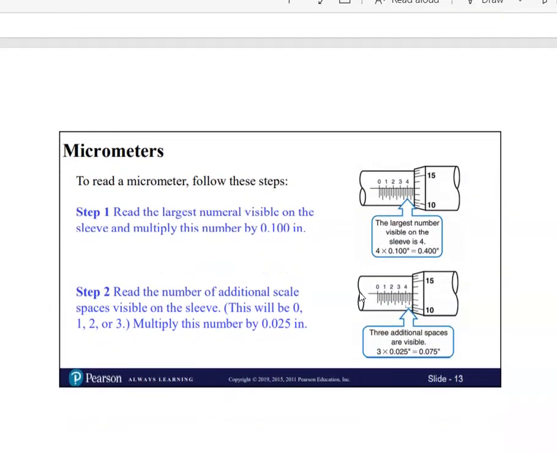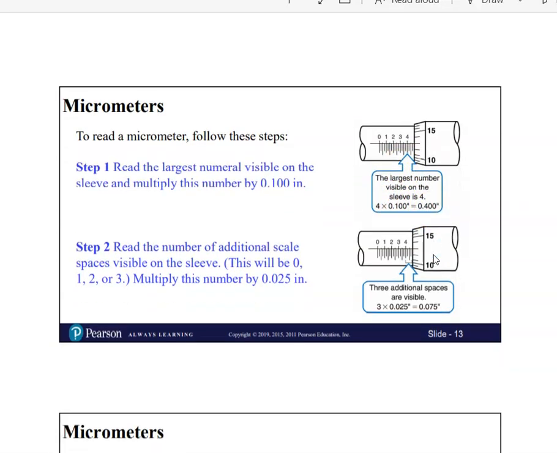To read a micrometer, we want to follow these steps. First, you want to read the largest number visible on the sleeve and multiply this number by 0.100, or 1/10. So they want to read the 4. They're going to take the 4 and multiply it by 1/10 and get 0.400 inches.